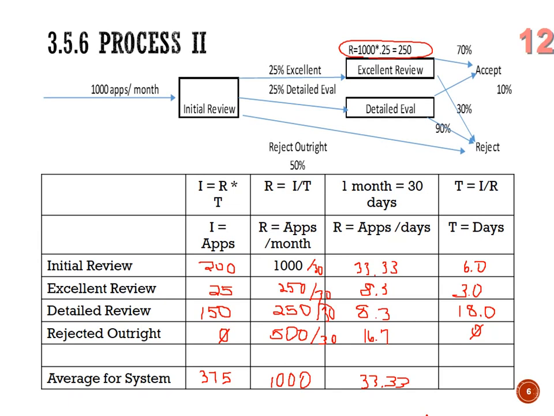Then what percentage of my applications go through the excellent review? 25%. So if I'm trying to do a weighted flow time, I would take 25% times 3 days to give me the weighted flow time for the excellent review. I would take 25% of the weighted flow time for the detailed review, and I would take 50% of the weighted flow time of the rejected outright, which is 50% of 0.